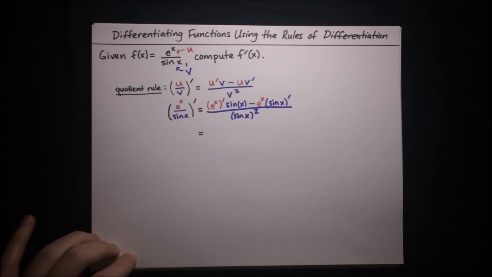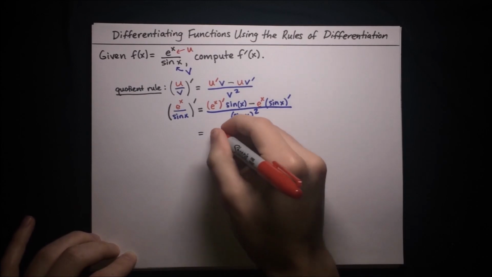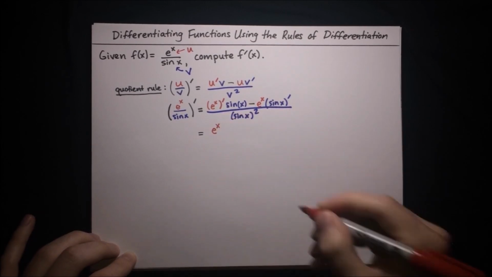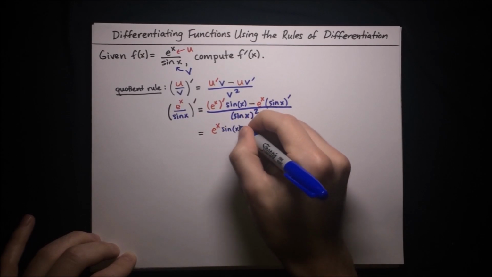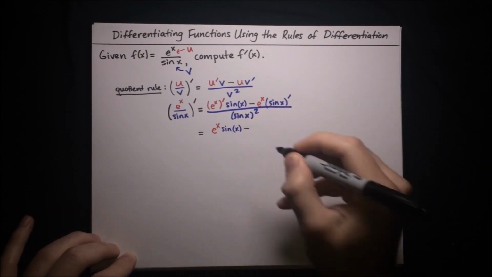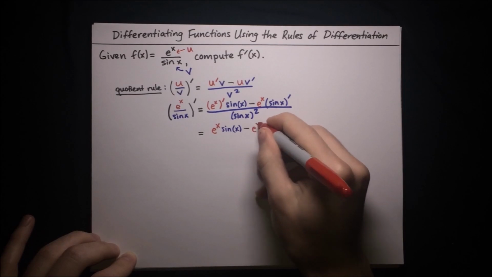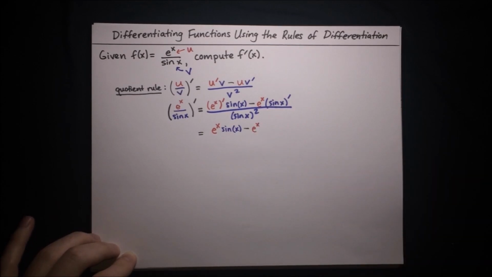Alright, so to start off, what's the derivative of e to the x? Well, that's easy. E to the x, the derivative of that is just itself, e to the x. So we've got e to the x times sine of x, and then minus e to the x times the derivative of sine of x. And the derivative of sine is cosine.